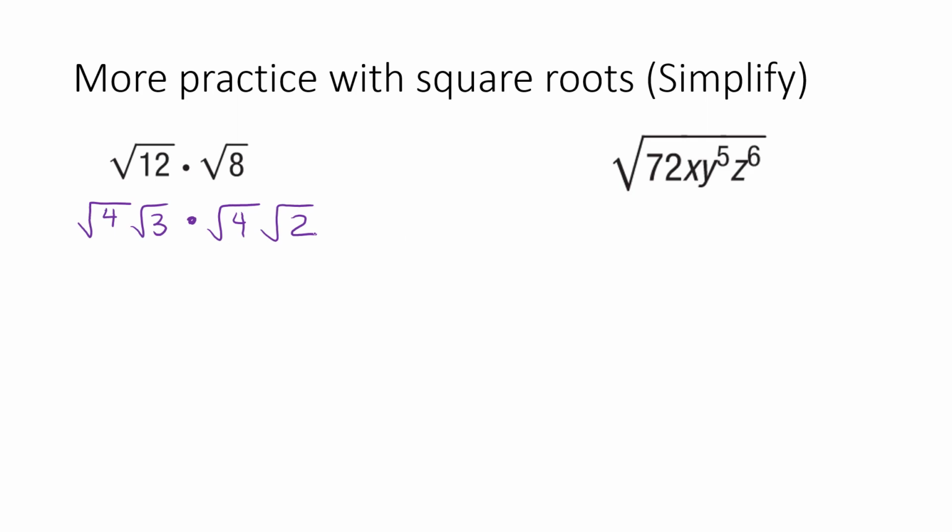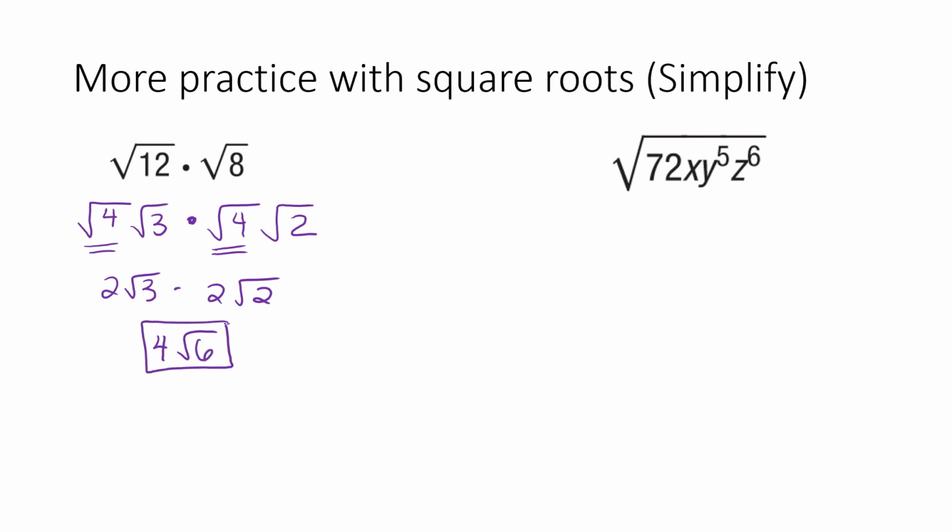I've rewritten these and separated out the perfect square part of each of the square root of 12 and the square root of 8. This simplifies to 2 root 3 times 2 root 2. Or you might have just realized that the square root of 4 times the square root of 4 has to be 4. So it's 4 root 6.